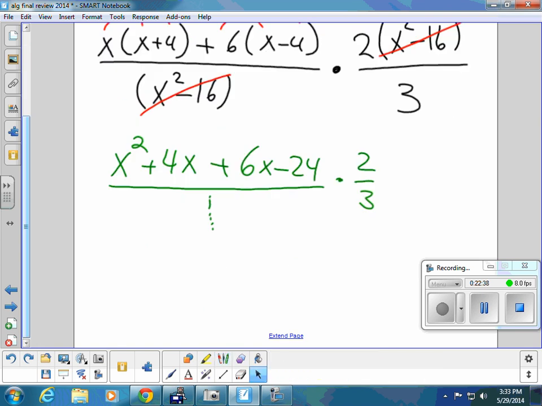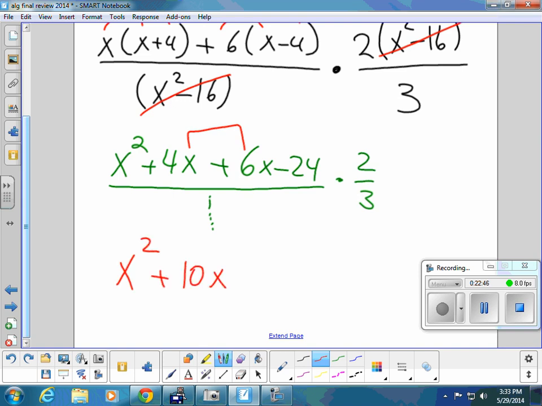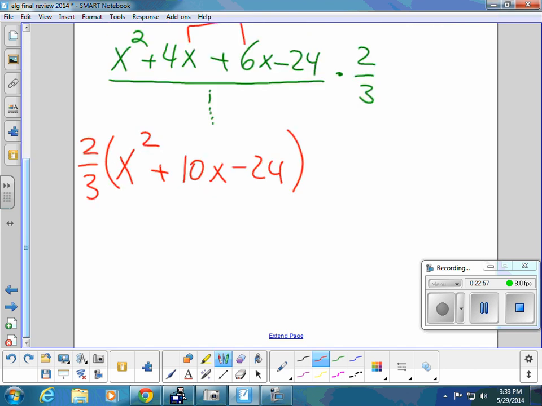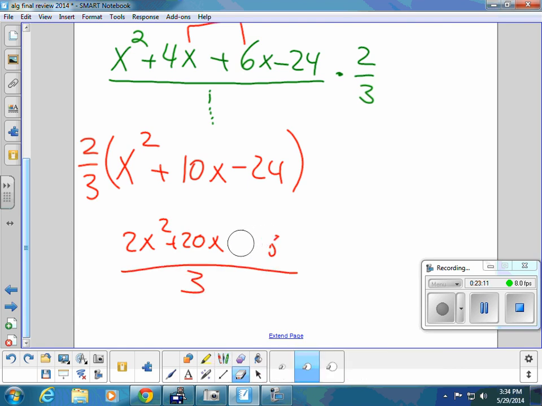Okay, so we're going to just clean this up a little bit. We're going to combine like terms, and the only like terms are in the middle here. So this is x squared plus 10x minus 24. And then we need to multiply that whole thing by 2/3. So we can just put a 2/3 out front like this. I don't know if I showed you the answer key, but if I did, I think they might have distributed the 2 to each one and gone 2x squared plus 20x minus 48, oops, sorry, minus 48 over 3 would be a reasonable answer for this question.